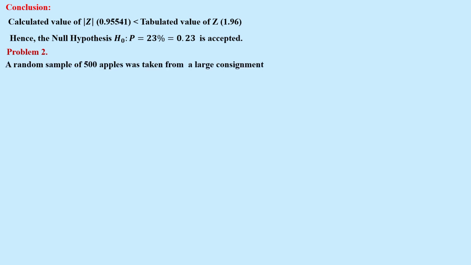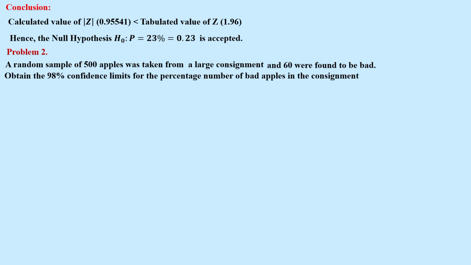Next problem. A random sample of 500 apples was taken from a large consignment and 60 were found to be bad. So there are 500 apples in a big room, and in that, 60 were found to be bad, that is, we cannot use them, they are rotten. Obtain 98% confidence limits for the percentage number of bad apples in the consignment.